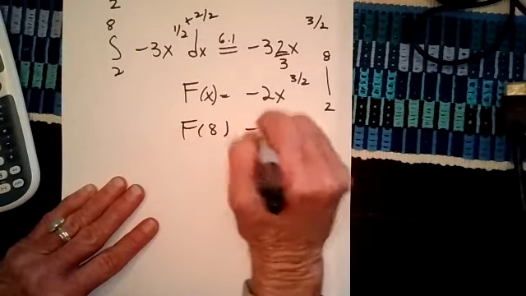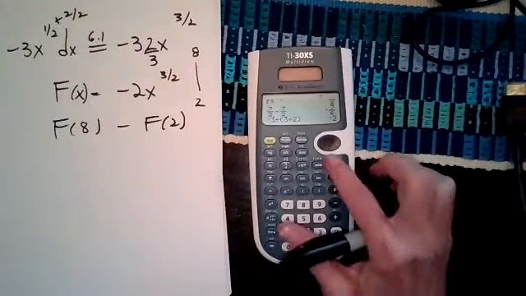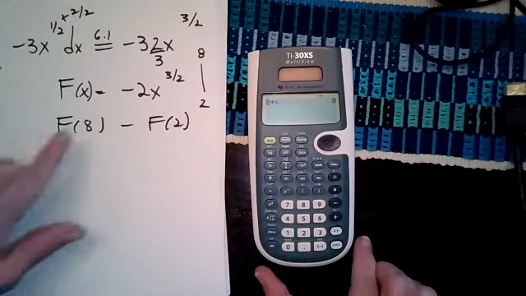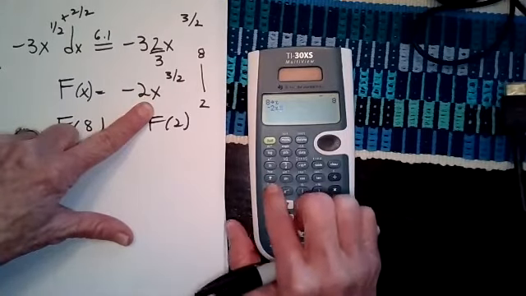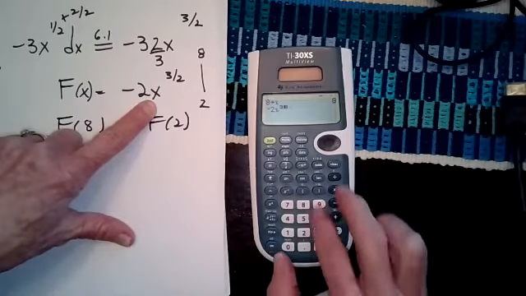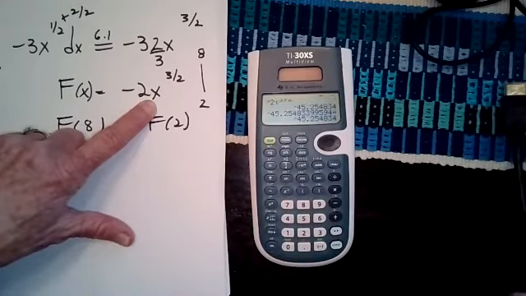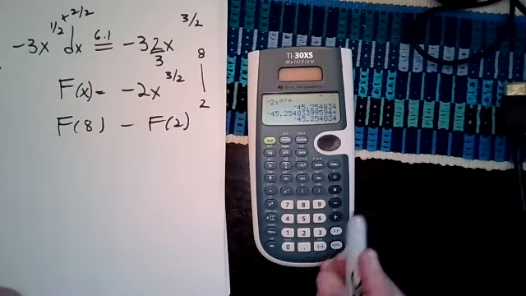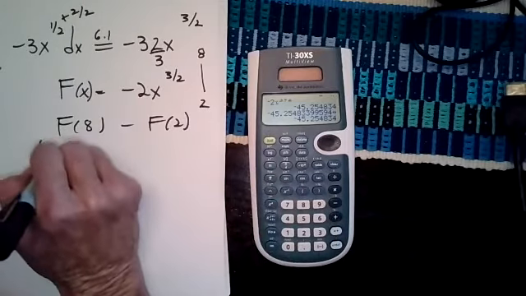Always top minus bottom. So I'm going to do 8, store for x, and enter. Clear this out. And I'm going to type in my antiderivative, which is -2x to the caret button, 3 divided by 2. And I push enter. And the double arrow button will not make a fraction because it's an irrational number. It's a square root. So it says round to 2 decimal places, but I'm going to write it down a little bit bigger and round at the end.